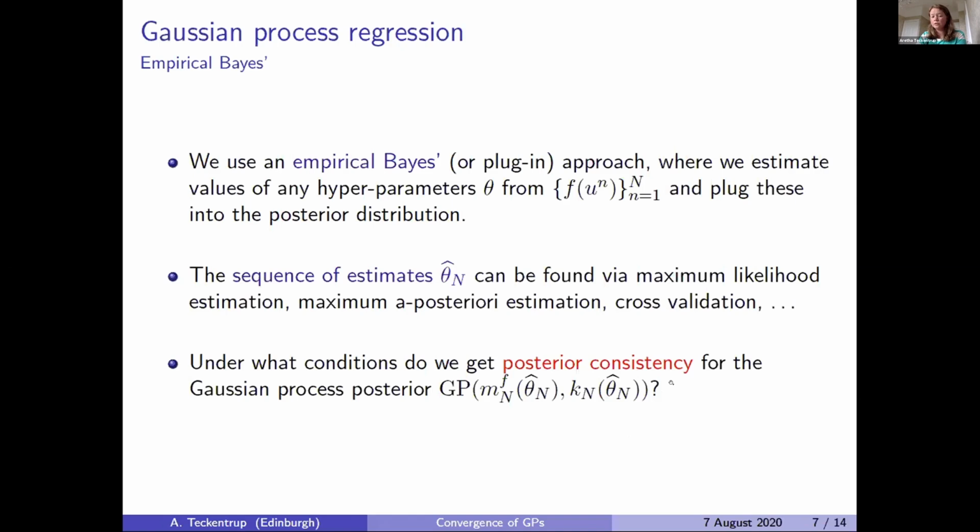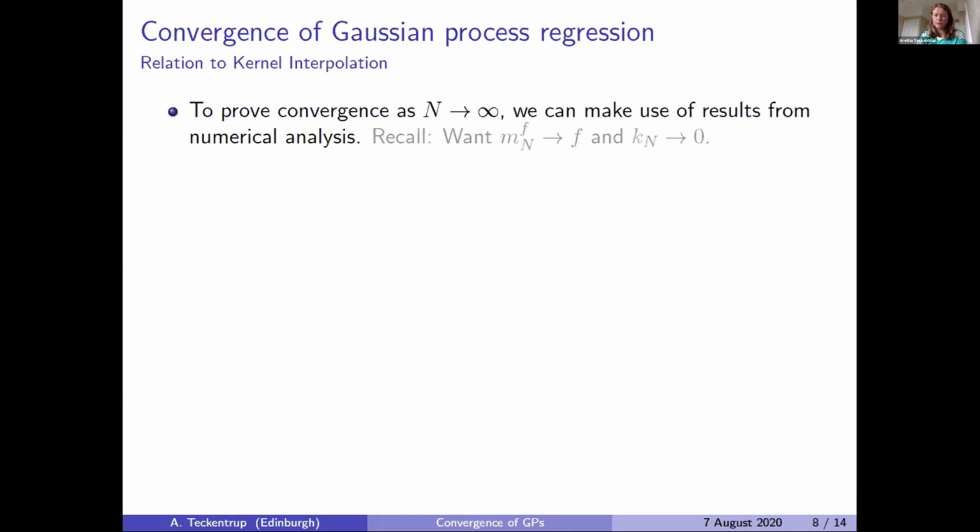Right. So then going back to the question that I would want to answer: do we actually get posterior consistency if we do this? If we just do this empirical Bayes and estimate the hyperparameters, what kind of conditions do we need? Do we get convergence of this methodology as n tends to infinity? Right. That is the question I want to answer.